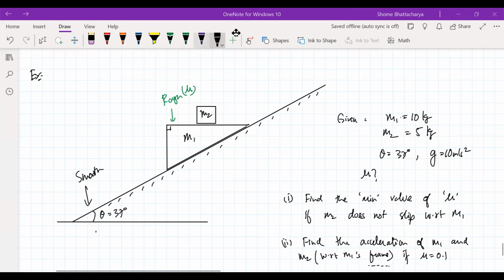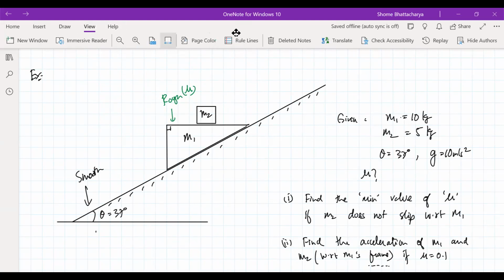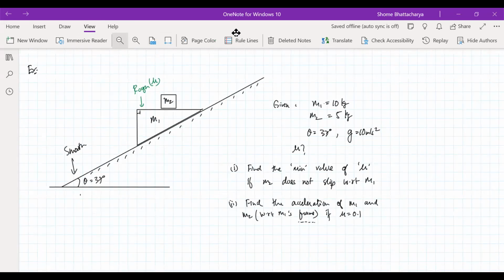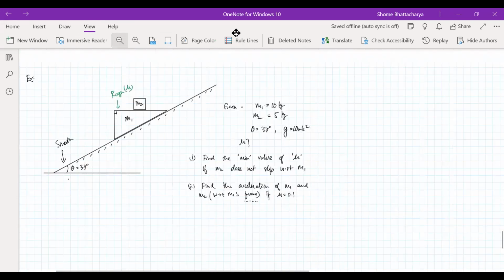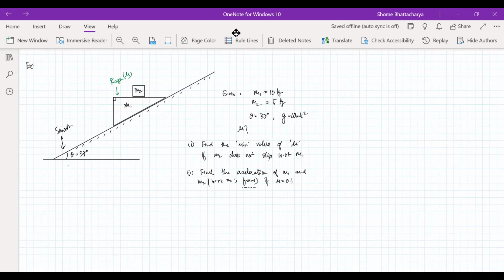So I'll give you a hint here. In the first part, you have to find the condition that M2 is not slipping. So when you look at M2's FBD in the frame of M1, it should be in equilibrium. But while that is happening, M1 is sliding down the inclined plane because there's no friction on the inclined plane. So M1 becomes which type of frame? It becomes a non-inertial frame. So when you consider the free body diagram of M2 in M1's frame, you must remember to add the pseudo force correctly because M1 is a non-inertial frame.